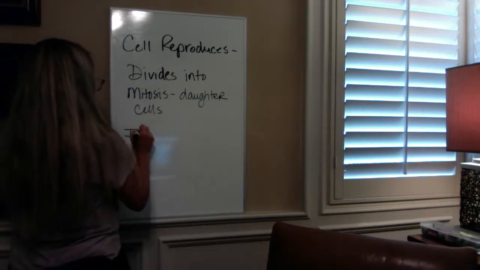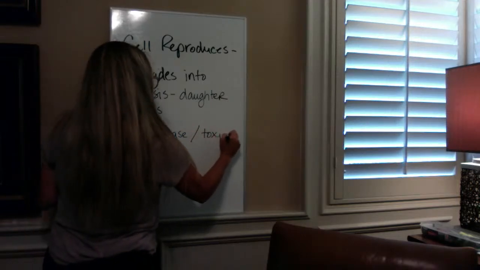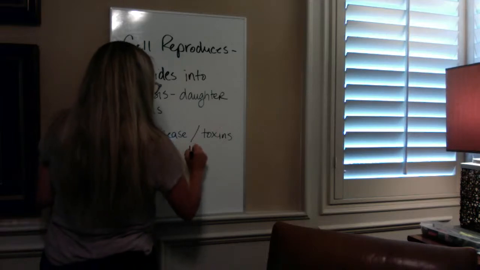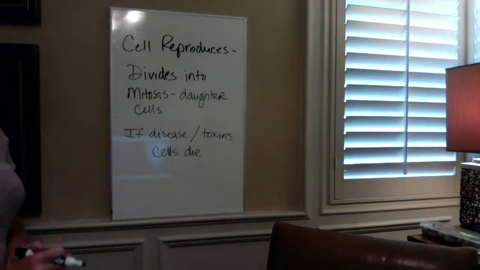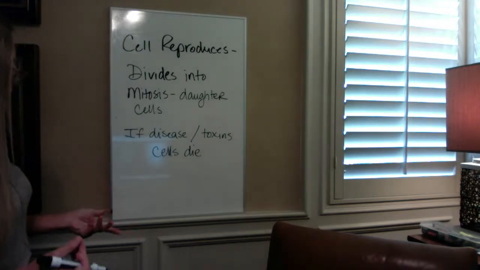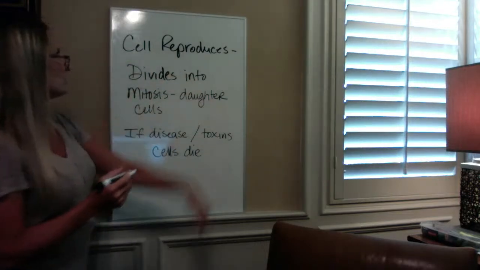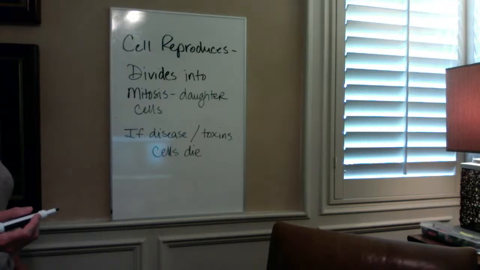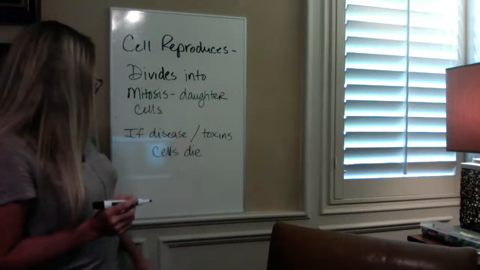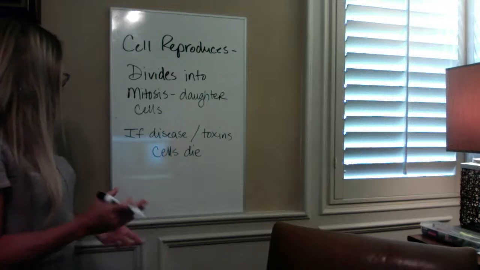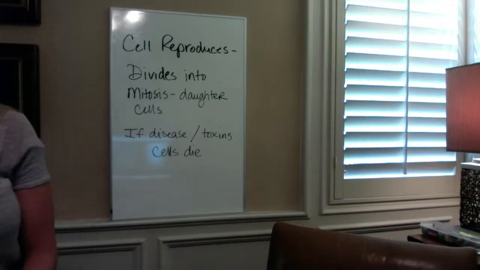So if there is disease or toxin, the cells die. So we want the cells to continue to replenish themselves, to continue to prosper and be healthy and divide and reproduce and keep the normal speed of life with cell renewal continuously happening. If they don't do that, we're going to have some disease. We obviously have disease and toxins in that cellular growth, and then they die. But we want them to divide into daughter cells.